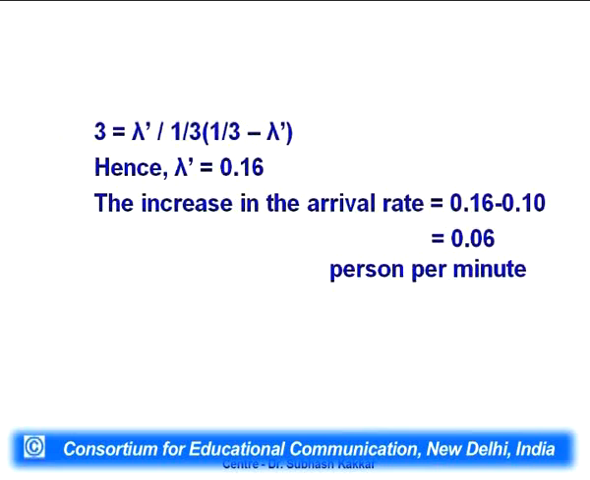So, the formula to be used is: 3, which we already know, is equal to lambda dash divided by 1 by 3 within brackets 1 by 3 minus lambda dash. The value of the new lambda is 0.16. Earlier lambda was 1 by 10. 1 by 10 is nothing but 0.1.